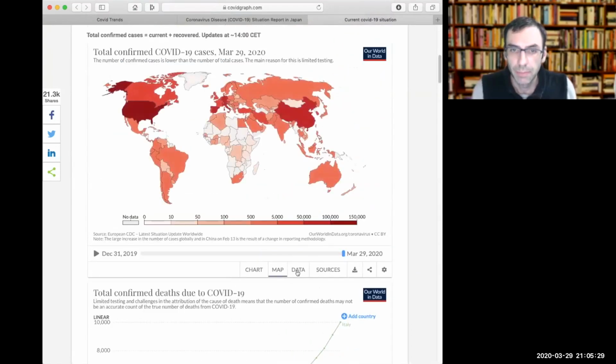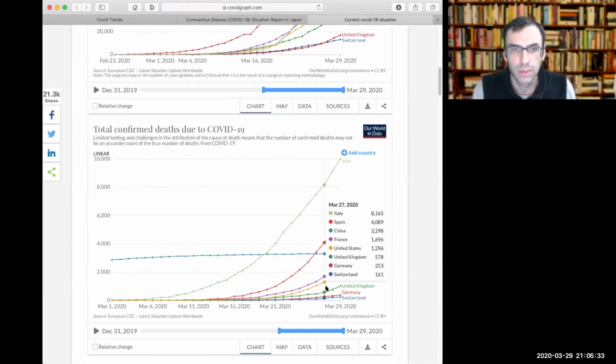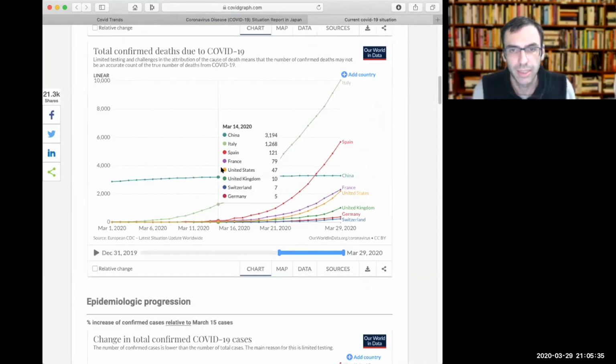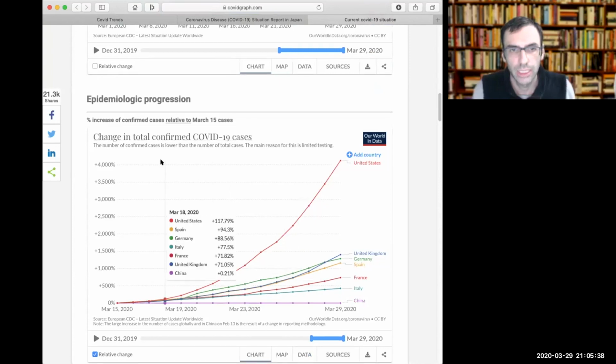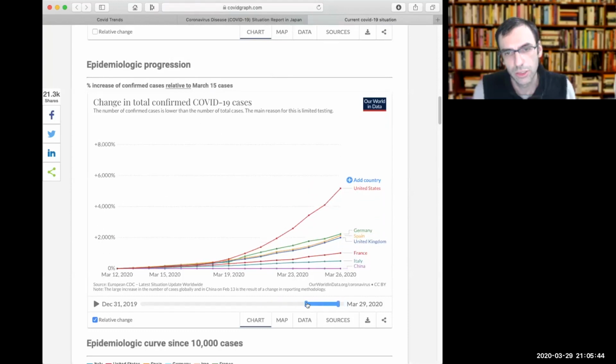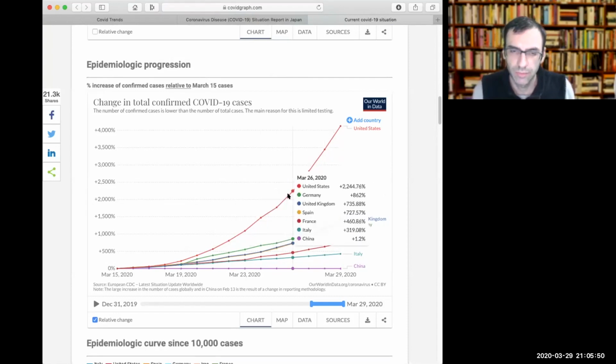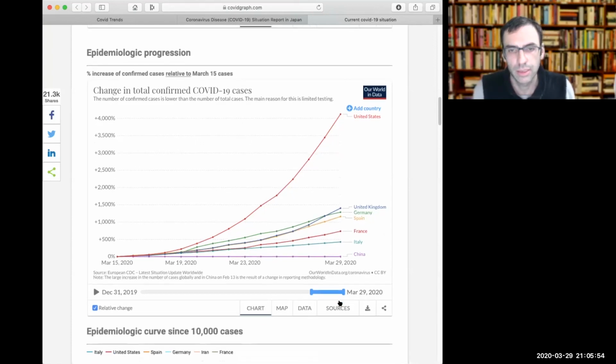It also has a map, and you can look at the data, download the data, and get the sources, and so other things that are interesting. This is a total confirmed deaths, very similar graph, total change in confirmed cases, and this is very important. What we want to see here is basically the slope, right? The change in cases. So if this is increasing, that means there are more and more cases every day. And if it's flattening out or decreasing, then we would see that there are less and less cases every day.